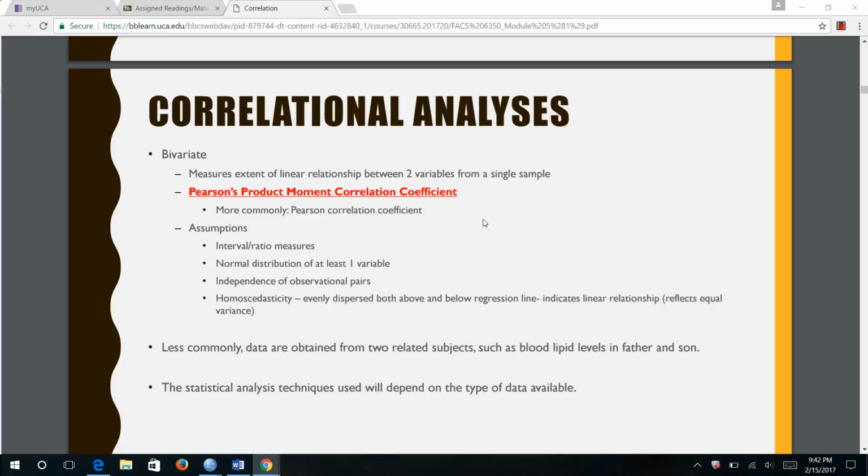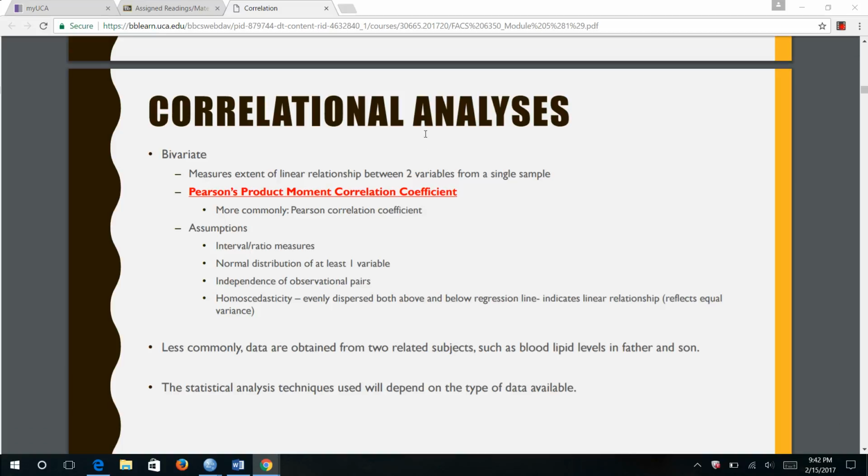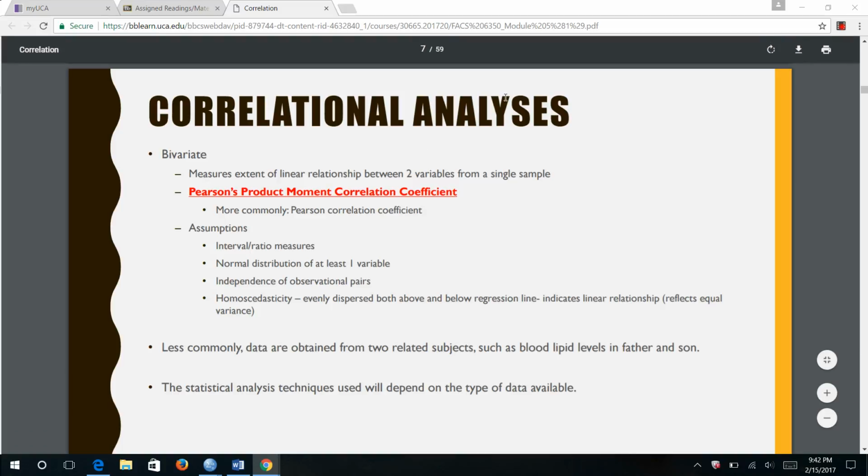And then the other type of correlation that I'm going to talk about is partial. I'm going to scroll over to that screen really quick, if that's okay.